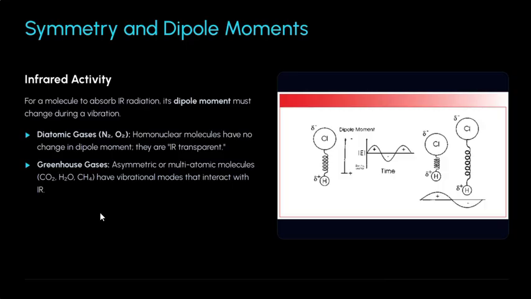So we have homonuclear molecules, which have no change in dipole moment, so they are IR transparent. But we have greenhouse gases, which are asymmetric or multi-atomic molecules: CO2, H2O, or CH4. And these have vibrational modes that interact with IR, as you can see here.